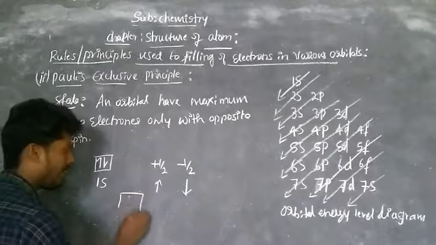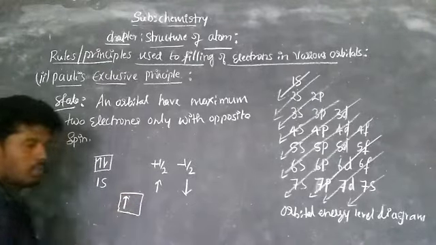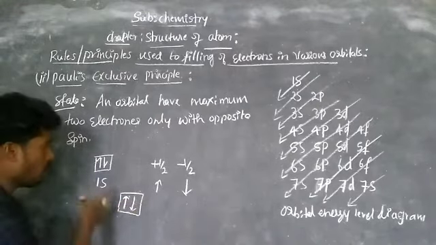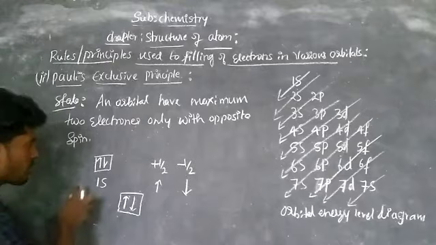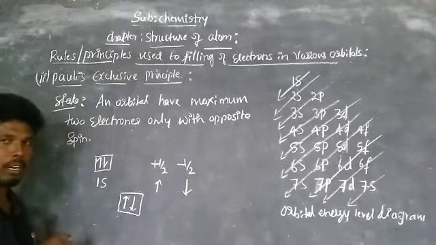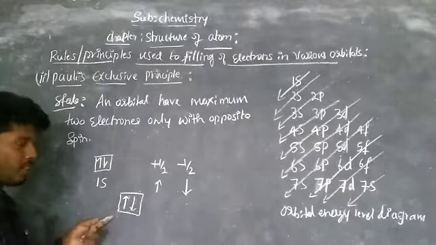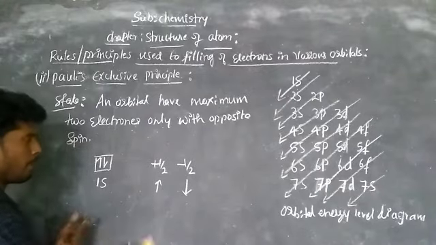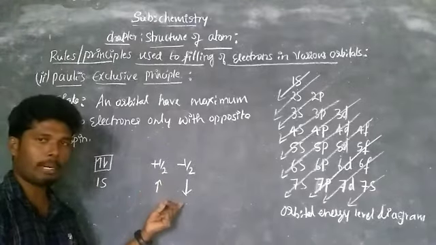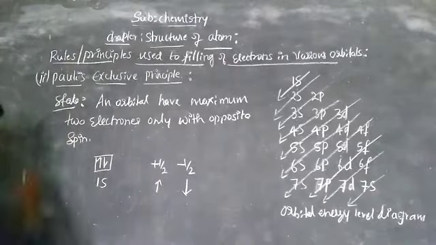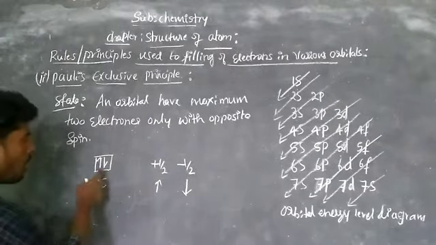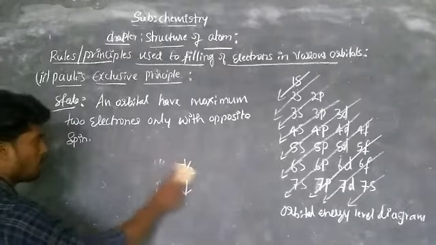Or you can write it like this, if you wish: a full-headed arrow or a half-headed arrow. Always we show half-headed arrows when we are writing 2 electrons in the same orbital. So if you write like that, it is not wrong. Just remember, plus spin is the arrow up, minus spin is the arrow down, and Pauli says that an orbital can accommodate only 2 electrons with opposite spin. This is Pauli's exclusion principle.